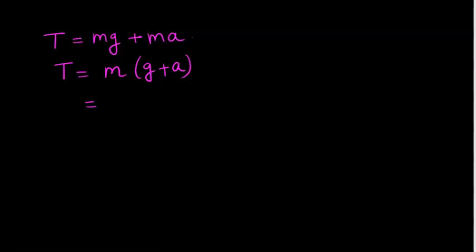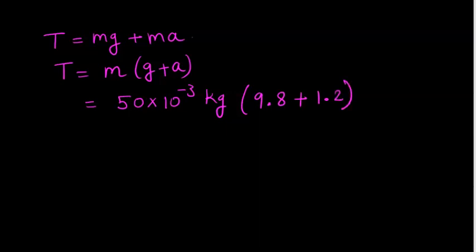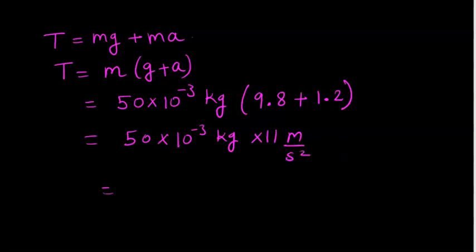Mass is given to be 50 grams, so it is 50 into 10 to the power minus 3 kg, and since g value is not given to us, we will take it as 9.8, plus 1.2, which is the upward acceleration. So this is 50 into 10 to the power minus 3 kg, into (9.8 plus 1.2), so this will be 11 meter per second square. If we do this calculation, I will get 550 into 10 to the power minus 3 Newton, which is nothing but 0.55 Newton. So this is the answer.